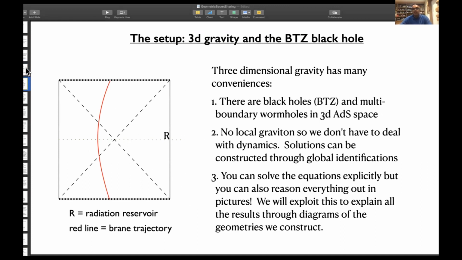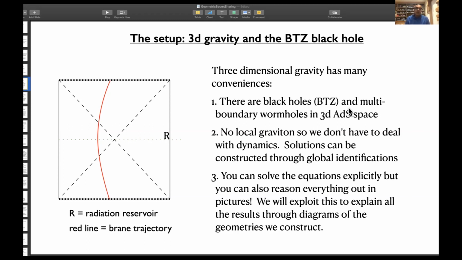Now, three-dimensional gravity is my favorite kind of gravity. And three-dimensional gravity has many appealing features that are convenient for our purposes. Now, first of all, as you well know, in three-dimensional gravity, there are black holes. There is the BTZ black hole. And then there are other interesting objects like the multi-boundary wormholes in three-dimensional anti-de Sitter space. And that gives us a convenient playground for setting up the kinds of questions that we wish to answer.